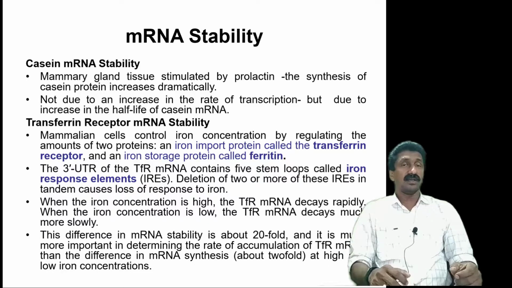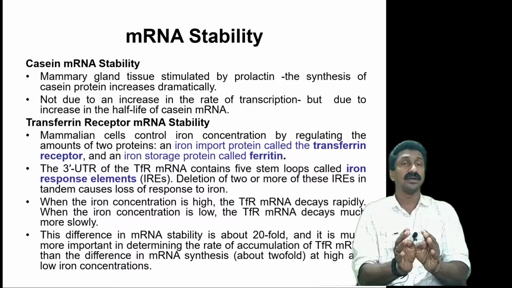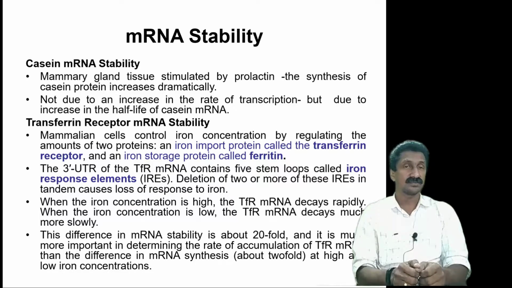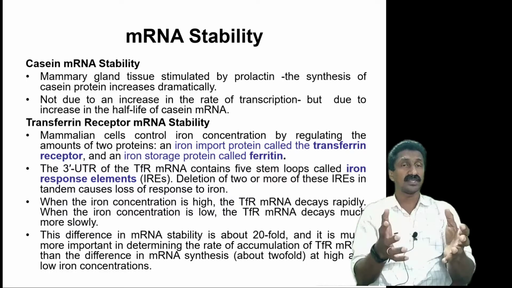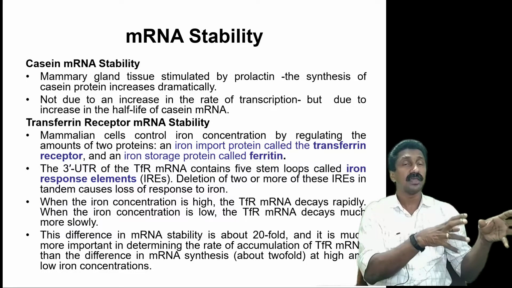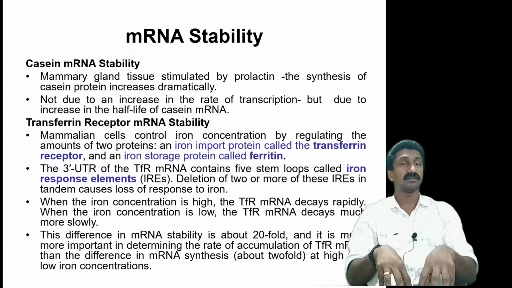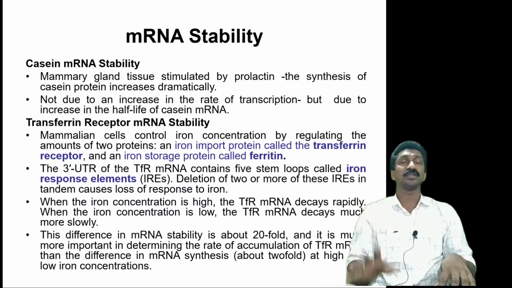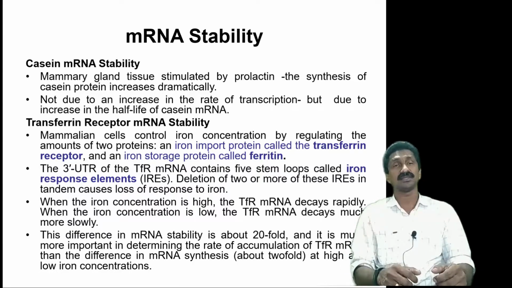That means mRNA stability contributes about 10 times more than mRNA synthesis. So it is better regulated through mRNA stability, not through new mRNA production. Regulation based on new mRNA production is controlled only about 2-fold, whereas mRNA stability-based regulation is about 20-fold. So that is a better regulatory mechanism for controlling ion uptake.